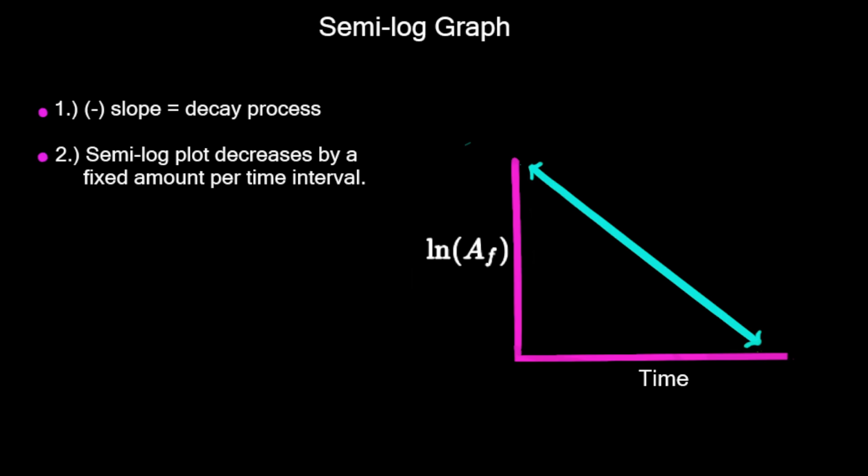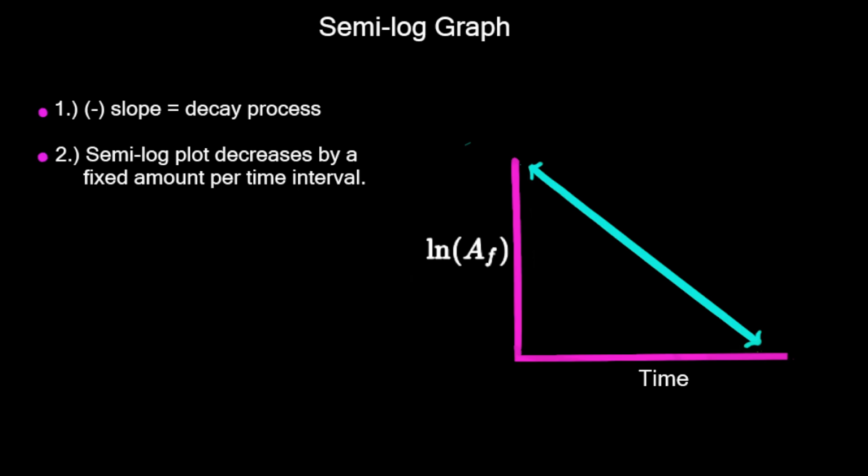On the graph shown here, the y-axis shows ln of AF and the x-axis shows time. The graph follows the straight line equation of y = mx + b. This is the reason why it appears to be linear. The negative slope tells us it's still a decay process, just like the exponential curve. The semi-log plot decreases by a fixed amount per time interval, which produces a linear graph of the exponential decay data.